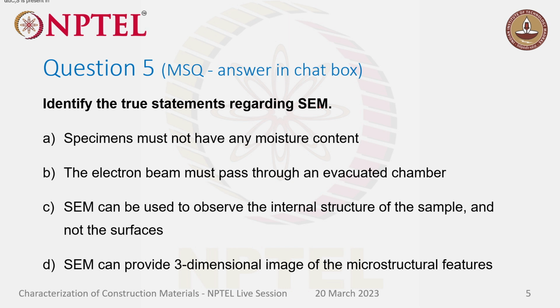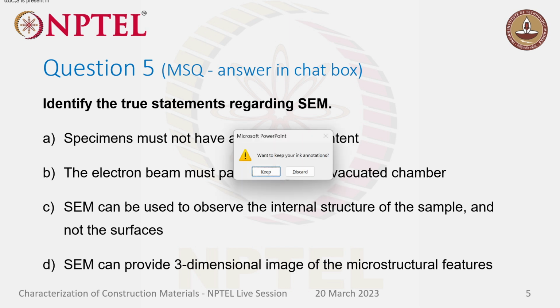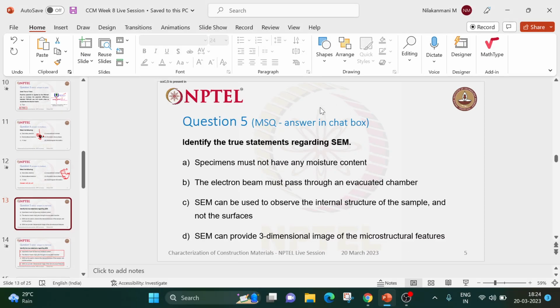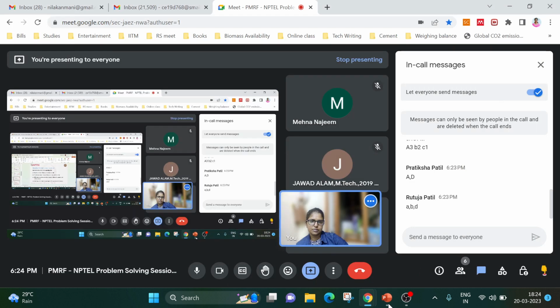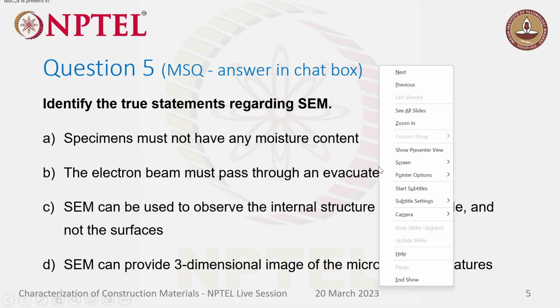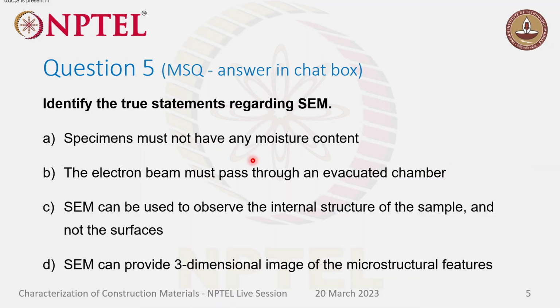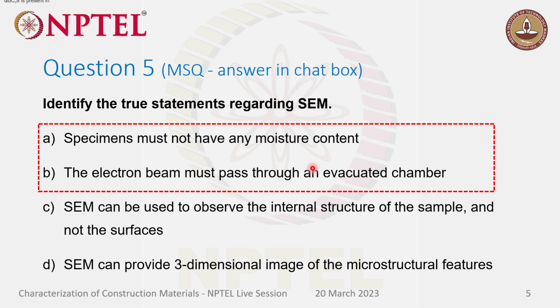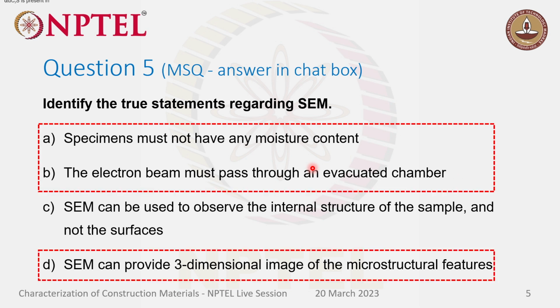Time is up. Let's see the class response. ABD. Okay, someone felt AD and some felt ABD. Let's see what is the right answer. So the correct answer is A, B and D. Not only AD, it's ABD.